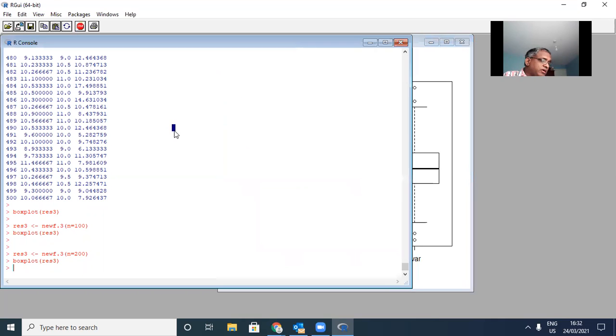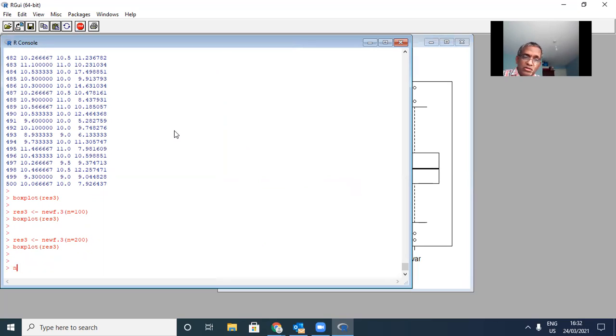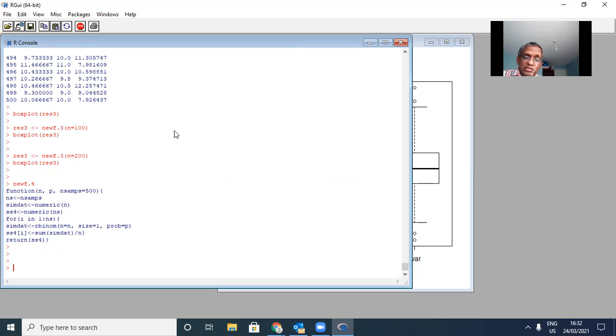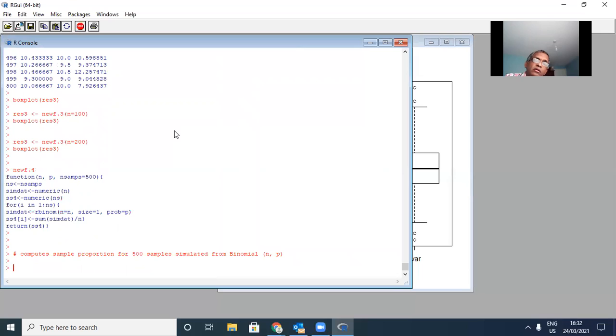Okay, so for the last part of the tutorial sheet, I'm going to use this function, which is called new f dot for, right? Now, what this function does is the following. It computes the sample proportion for 500 samples simulated from the binomial distribution with parameters n and p.